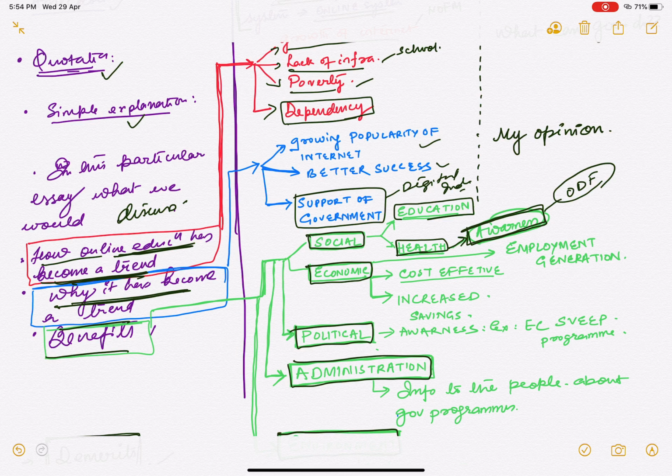Next, with respect to economic, it's generating employment. How is it generating employment? People can go for online courses. You have a number of online courses, such as Udemy. Forget Udemy, let's go for our Indian courses itself. MOOCs, the Swayam platform, or the e-PG Pathshala platform, most of you must be knowing. They're providing education and also vocational skills, as a result of which they are generating employment. Next, it's cost effective, it's not that costly to access the internet. Another thing is that it increases your savings.